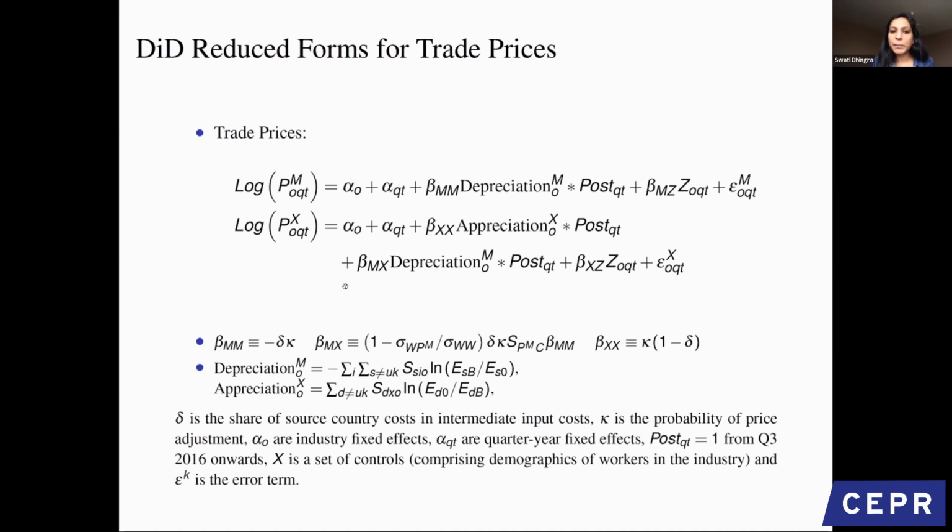Let me talk a little bit about what else is going into this equation. Of course, we're putting in industry fixed effects because we're interested in the within industry change in prices and depreciation. We're also putting in quarter time fixed effects, and then there'll be other controls like demographics for workers, which I'll talk about in more detail later.